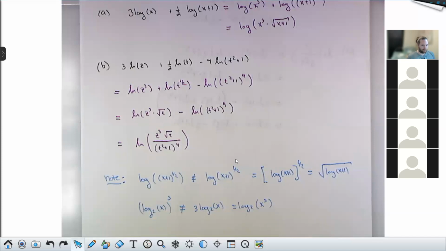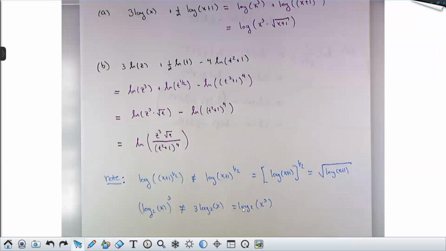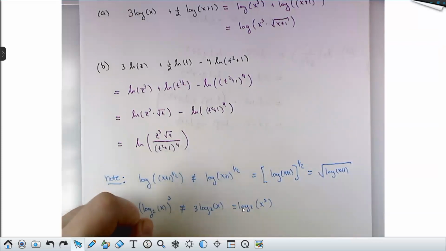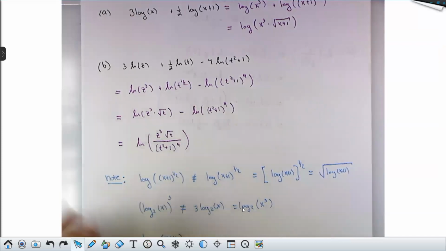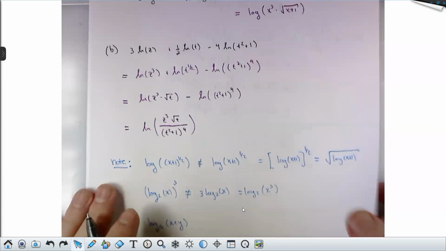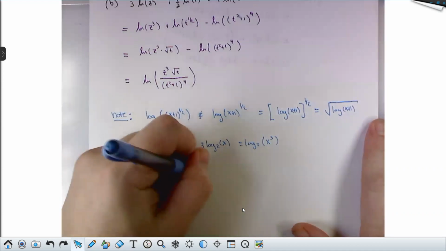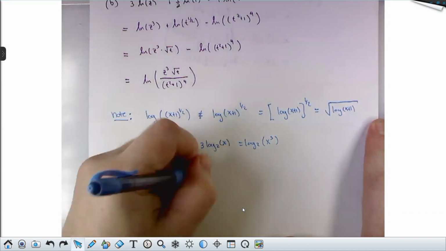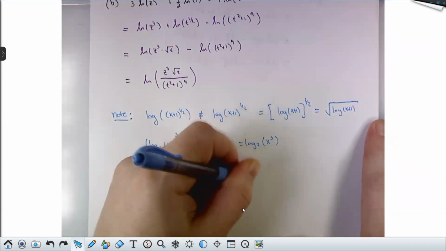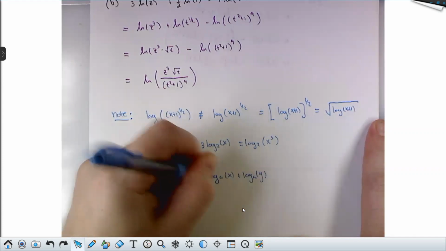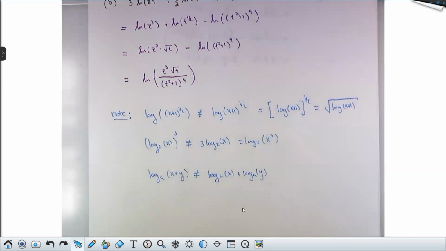All right, these next two are really killers. These next two are things I see all the time. For any base A and any numbers x and y, which are positive, it is not true that the base A log of x plus y is the base A log of x plus the base A log of y. This never works. Never, ever, ever works.